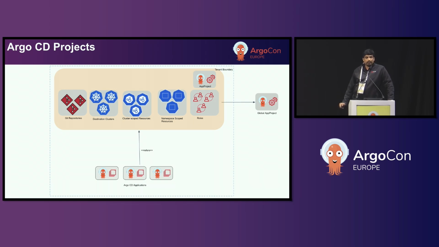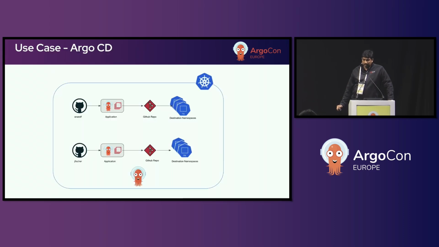So a properly configured app project will define well-defined boundaries for each tenant. If you configure the app project properly, you can avoid this privilege escalation. Another thing to note is we have a concept of a global app project. That can contain some of the resources that can be blacklisted, and a common configuration.